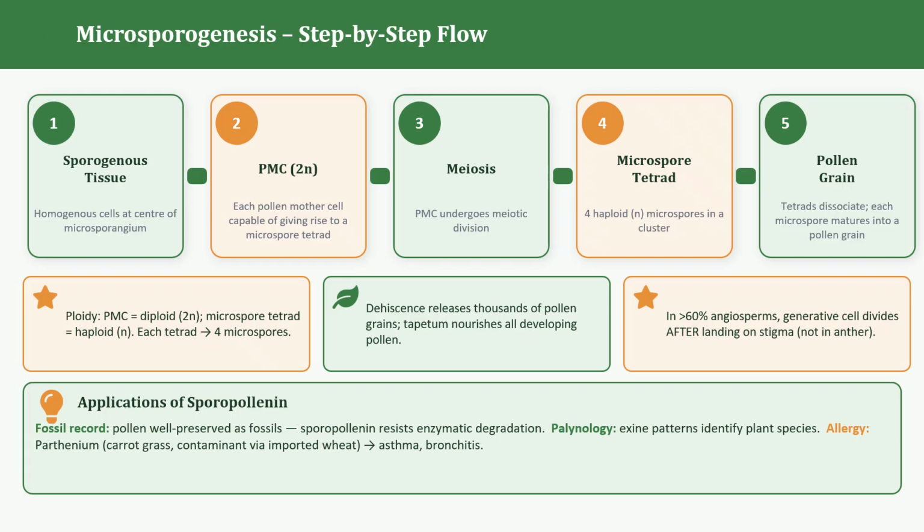First, it is helpful in fossil studies because ancient pollen grains remain preserved because of sporopollenin. Palynology is the study of pollen grains and plant identification. Defined exine patterns help to identify the species. And the last one is allergy. When you take Parthenium, carrot grass, it causes asthma, bronchitis, allergy reactions.